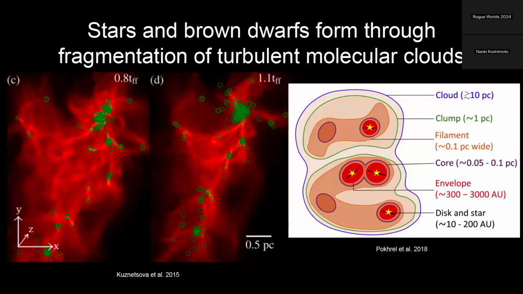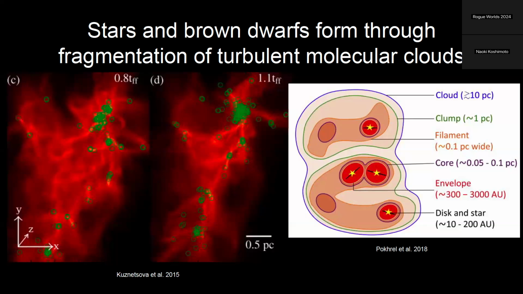But essentially, for a really brief intro, stars and brown dwarfs form through the fragmentation of turbulent molecular clouds. On the left, I show an image from some of the simulations by Alexandra Kuznetsova, showing how you can form filamentary structures through self-gravity, where within those filaments, you can have cores that form to then produce your stars and brown dwarfs. And on the right is a cartoon schematic of this process.